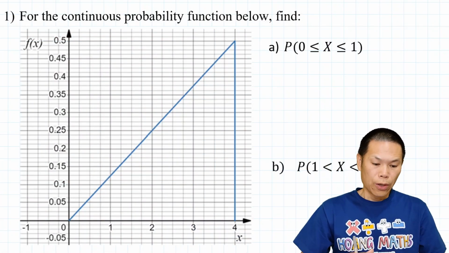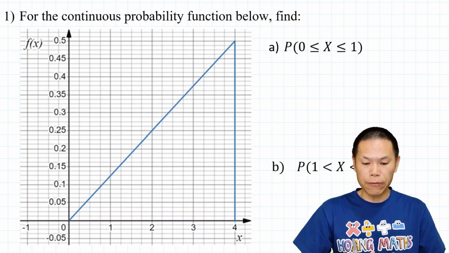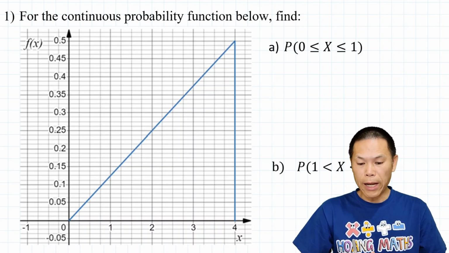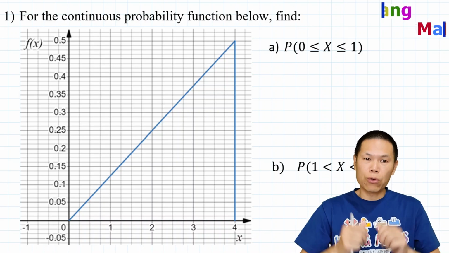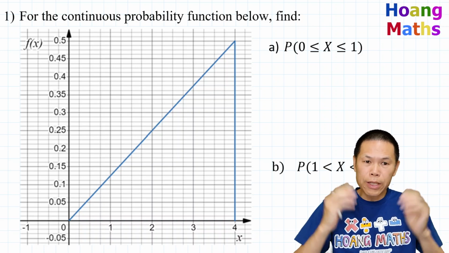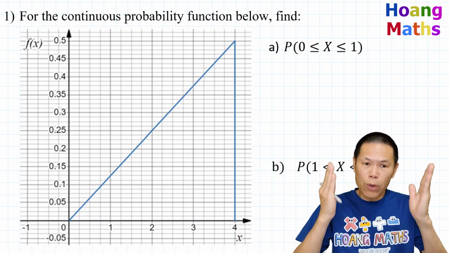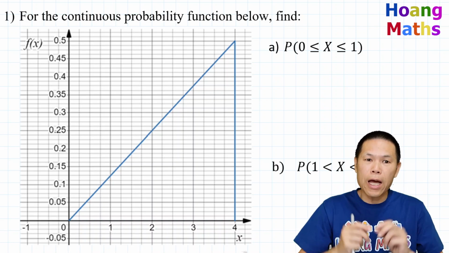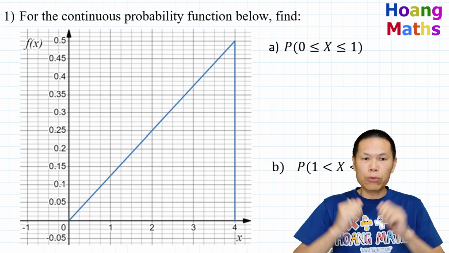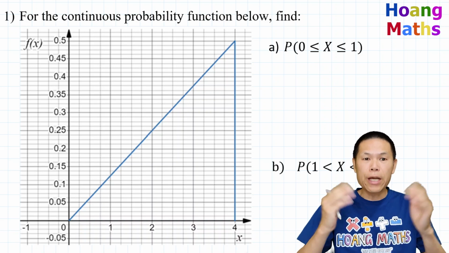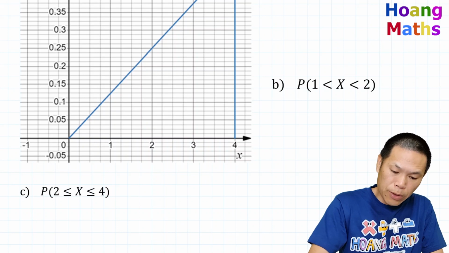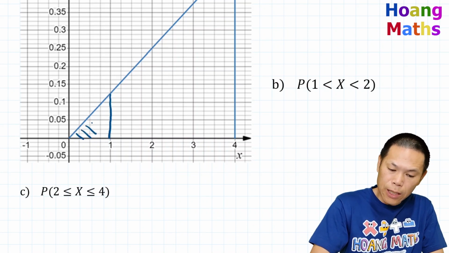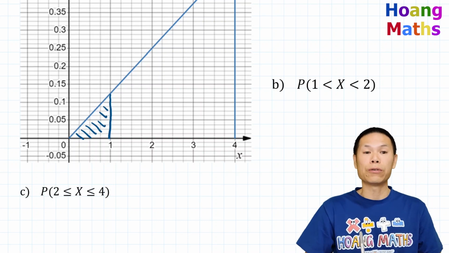First one, for the continuous probability functions below. Part A, find the probability of x between 0 and 1. Now, to work out the probability between 0 and 1, we just find the area under the curve from 0 to 1. That will give us the probability. So that is the area under this curve here. That's what we need to find.